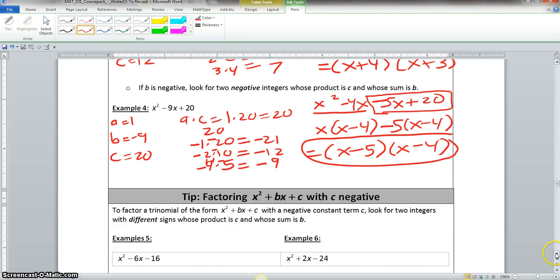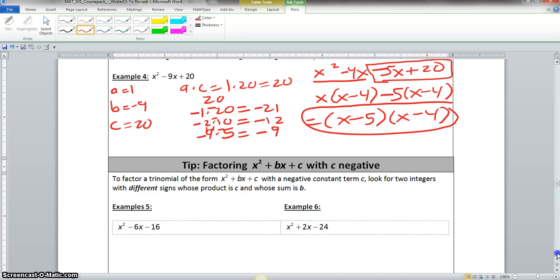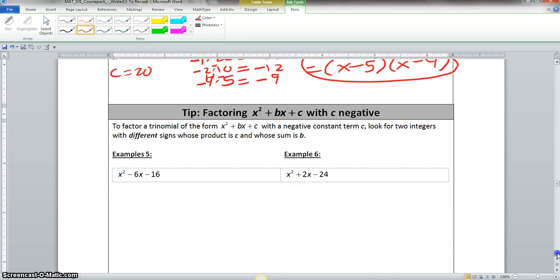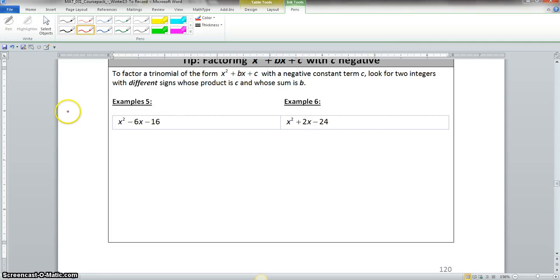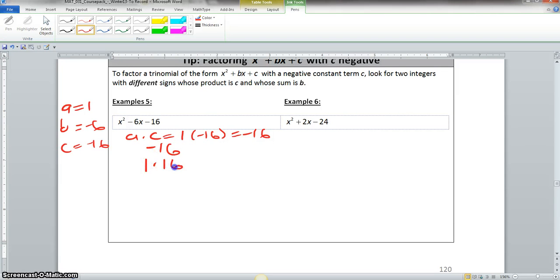Now we scroll down here to examples 5 and 6. So we list our A, B, and C. A is 1, B is negative 6, and C is negative 16. So we do our A times C, which is 1 times negative 16, which is negative 16. So we find the factorization of positive 16. So it'd be 1 and 16, 2 and 8, and 4 and 4.